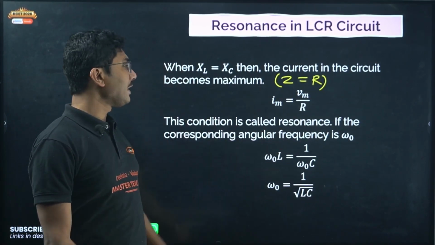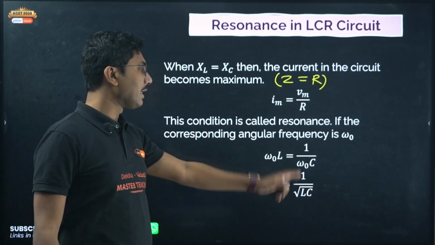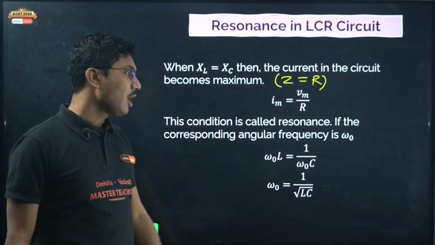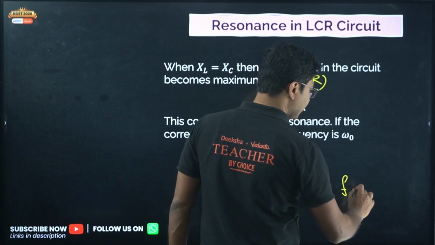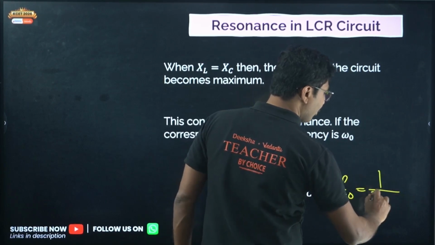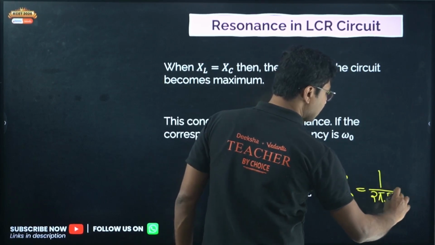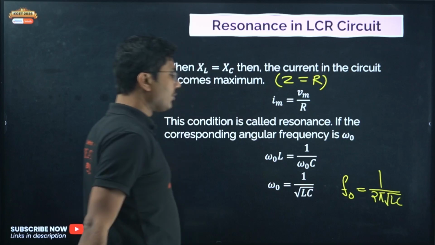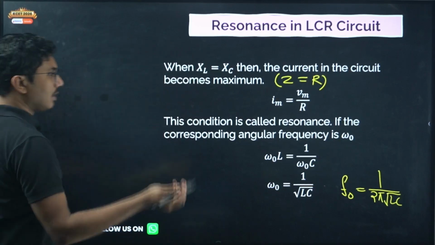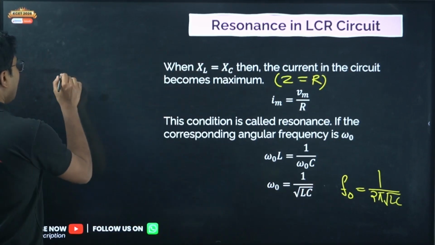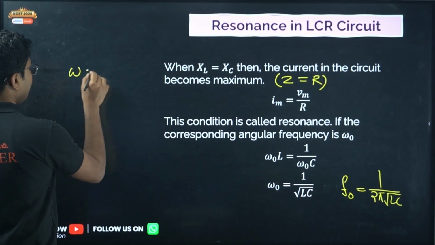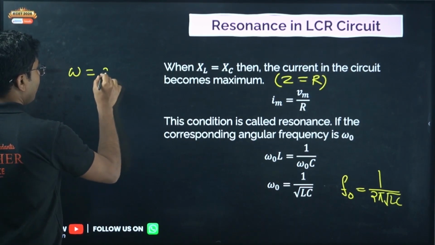If the corresponding angular frequency is omega naught, then omega naught is calculated by 1 by square root of LC, and the corresponding frequency is given by 1 by 2 pi square root of LC. So you have to remember that omega and frequency are related to each other: omega equals 2 pi f.